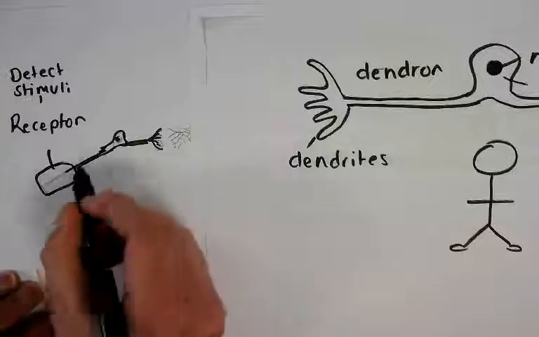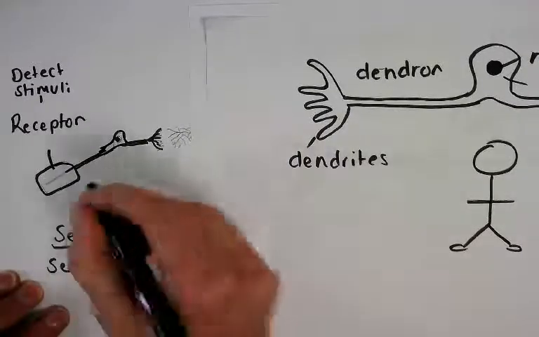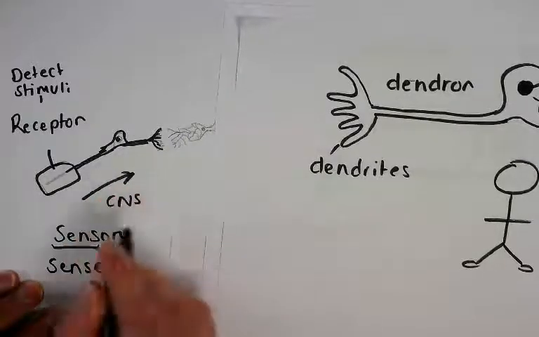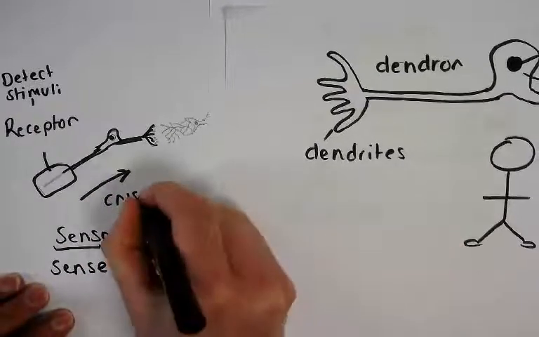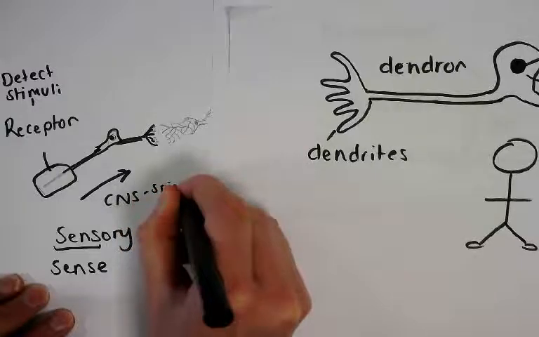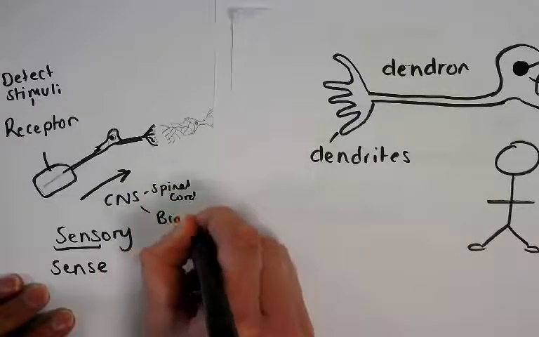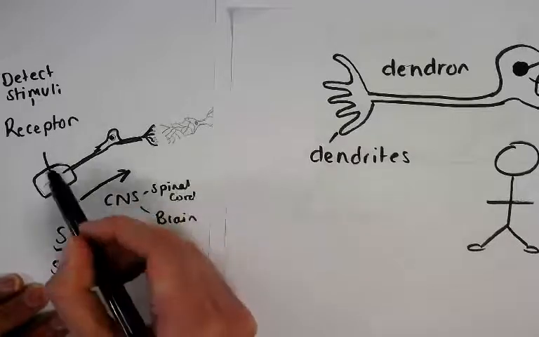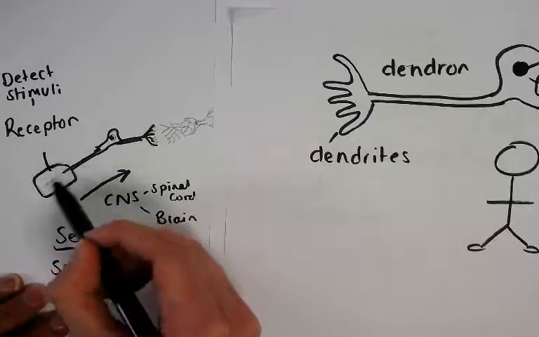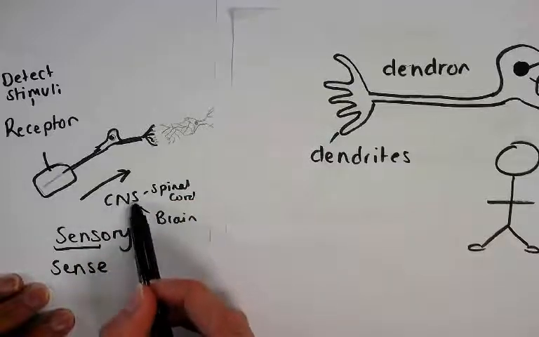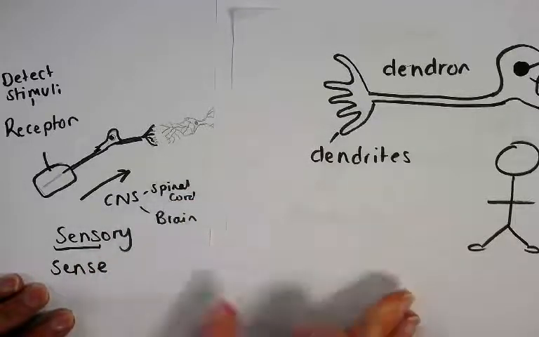So sensory neurons will lead from the receptor and they will head towards the central nervous system, also called the CNS, and that is made up of the spinal cord as well as the brain. So these neurons can be really long, stretching right away from a receptor in, say, your skin or your eyes to the CNS, the central nervous system, which is made up of the spinal cord and the brain.